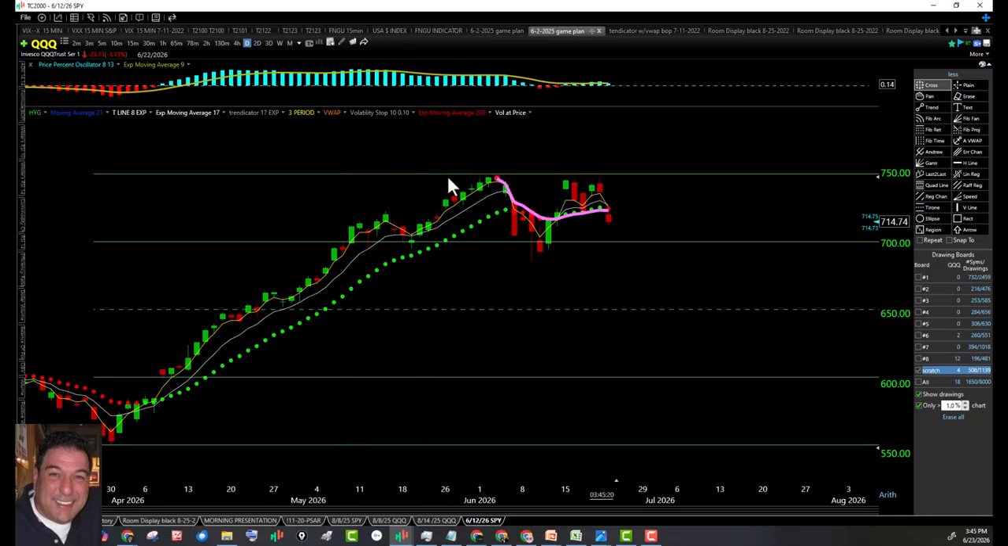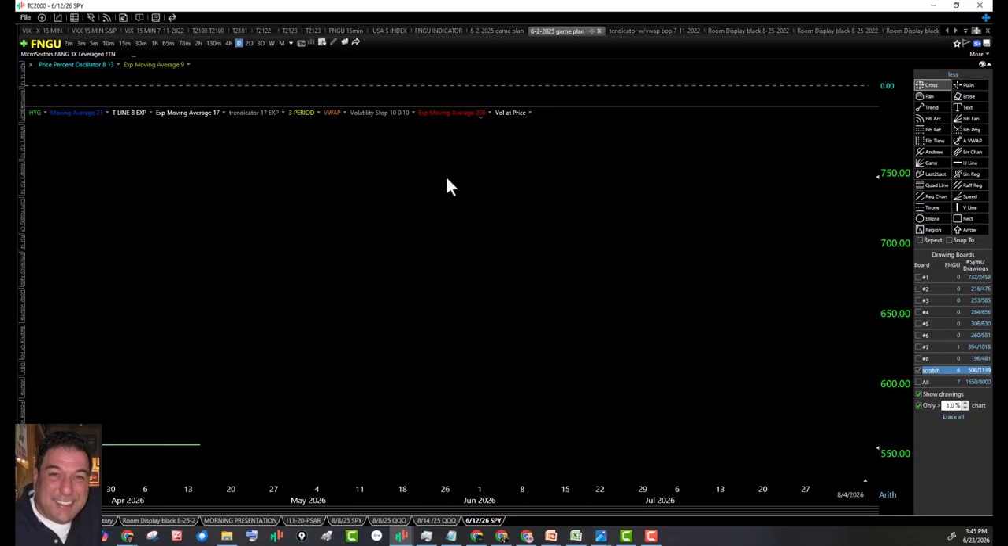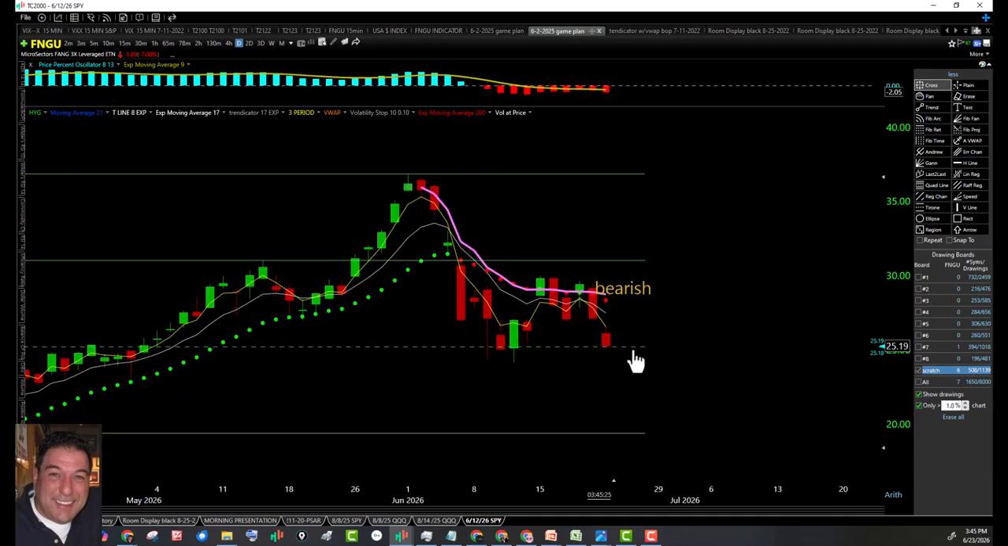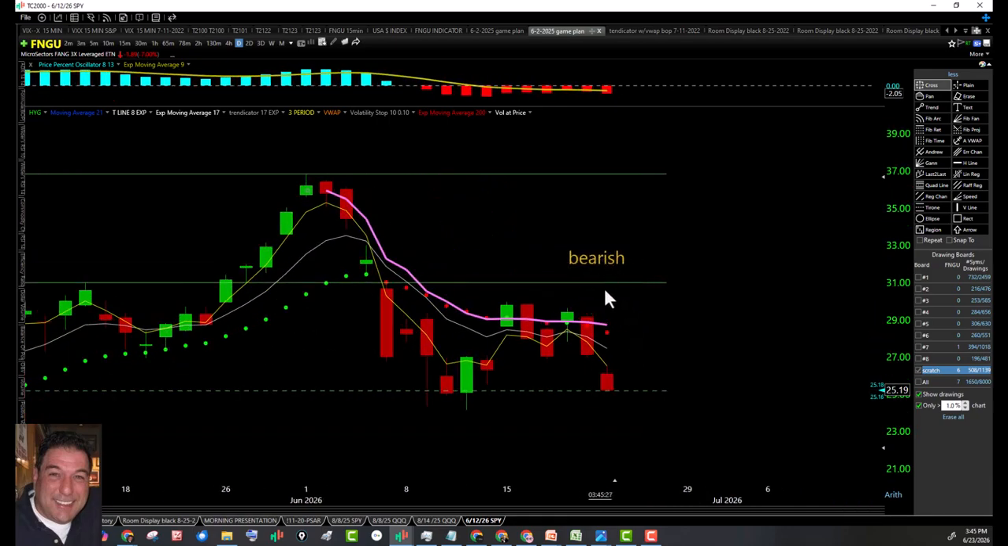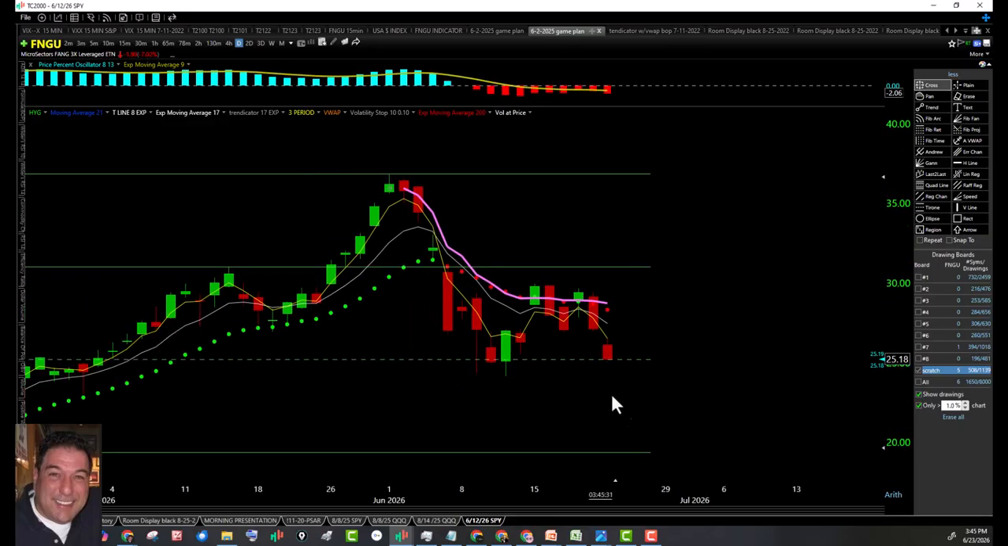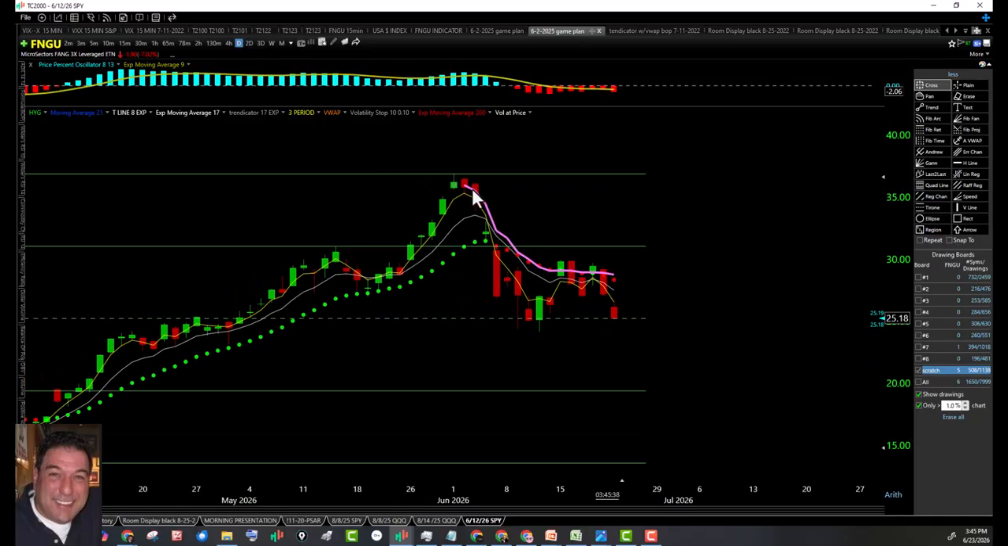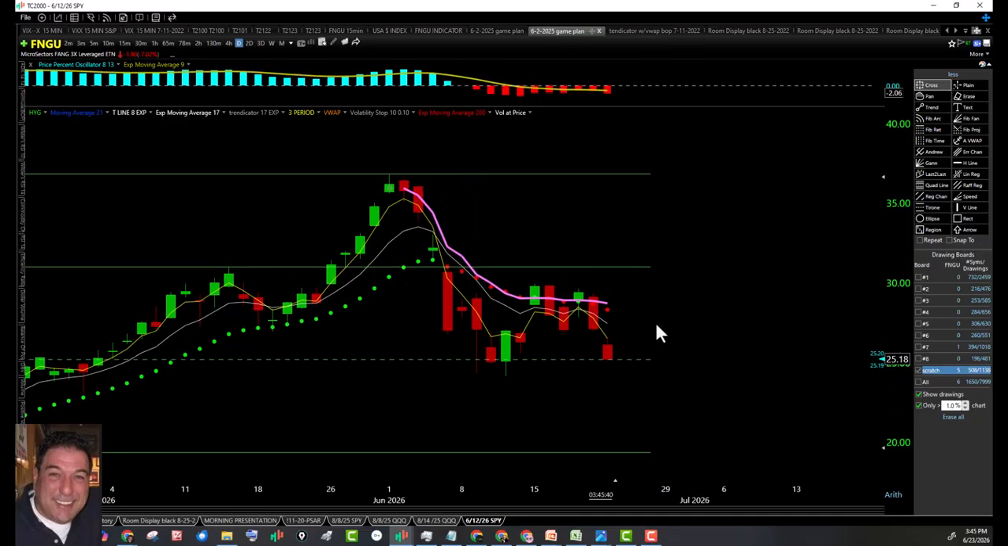Let's take a look at FNGU. Yeah, FNGU, I was looking at that earlier this morning. I got bearish sentiment on that. No help from FNGU today. Lower high, lower low. Closed under a bearish trap. Closed under falling 17 EMA. Closed under all-time high anchored VWAP.